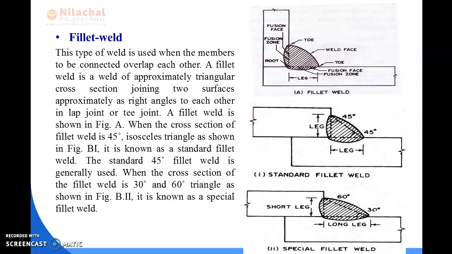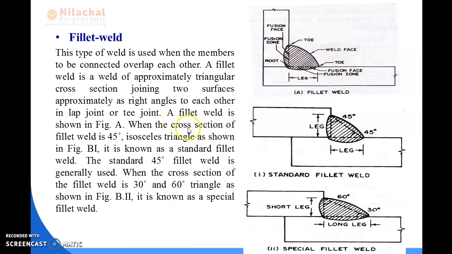A fillet weld is shown in figure A, that means this figure. You can see it is the L section, or you can say the angle section, and at the junction of the two sections a fillet weld is provided, and the fillet weld looks triangular in shape. This welding is known as fillet welding. And for fillet welding, the two parts of the section are to be at right angles to each other.